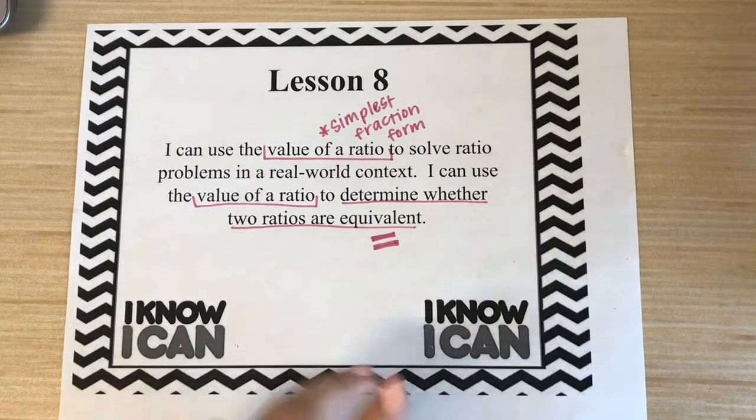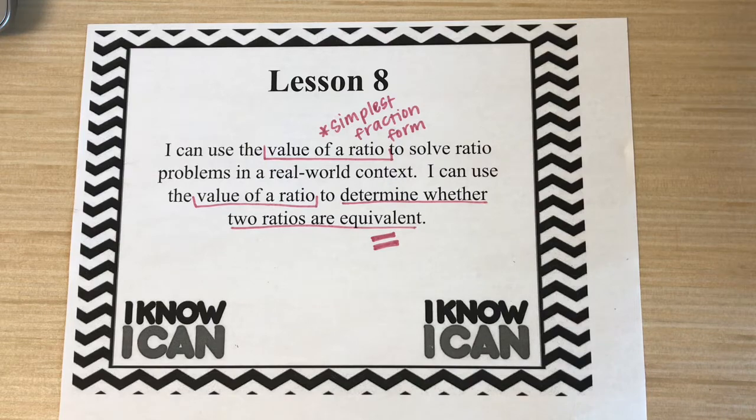So how we've determined if two ratios are equivalent in the past is by drawing a tape diagram or doing that little V shape to prove that they have the same C factor. We're going to today be building on our knowledge of value and how we use fraction form to represent value. And we're going to be using that to determine if two ratios are equivalent today.